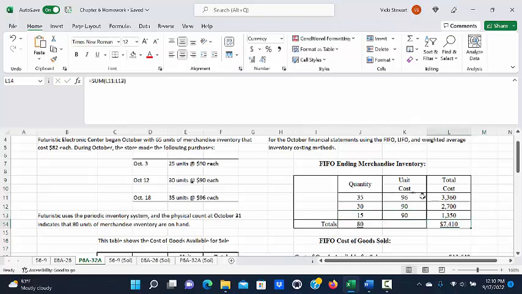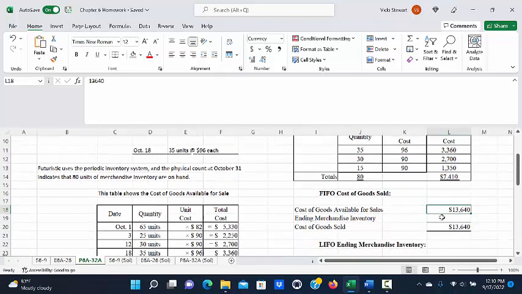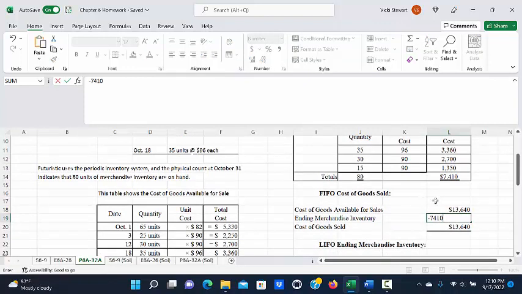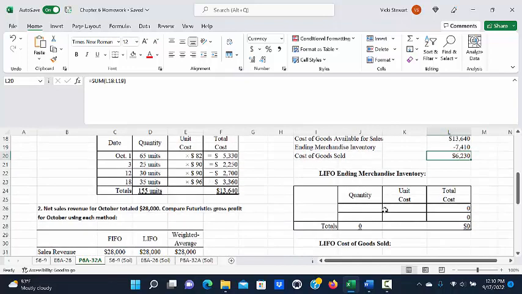And the spreadsheet has calculated for us, by multiplying the quantity times the unit cost, the total cost for each of these, and then has summed those amounts to give us the total ending merchandise inventory for FIFO of $7,410. Now when we subtract that amount from our cost of goods available for sale, we get cost of goods sold for FIFO of $6,230.